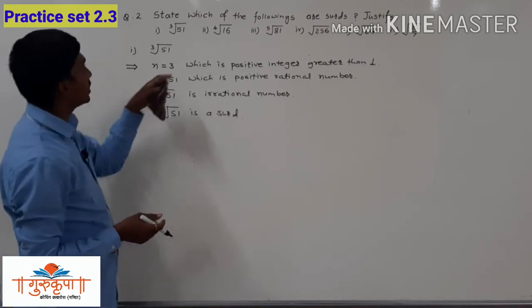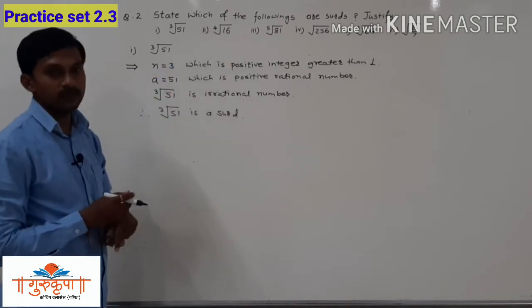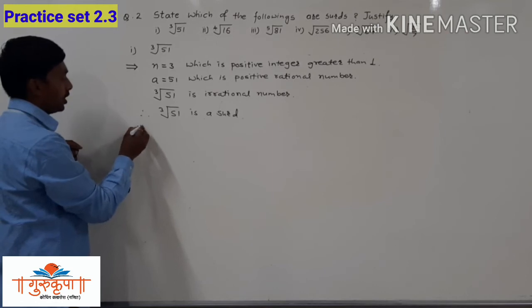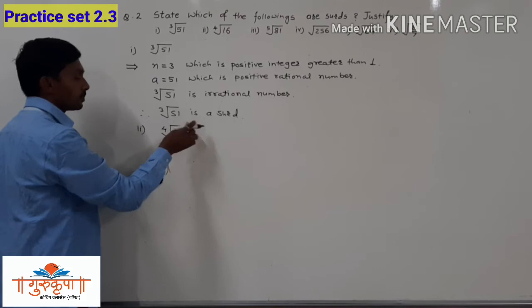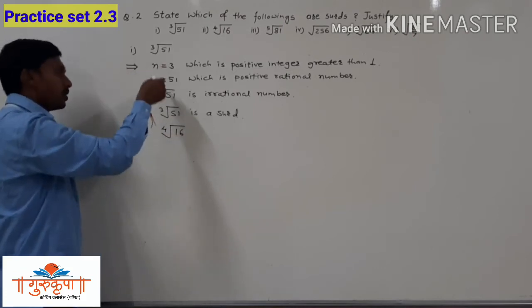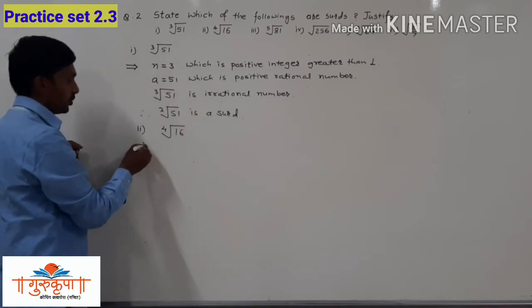Now we will take the second example, that is the 4th root of 16. We will write the second example here. The given number is the 4th root of 16. Now here again we have to check the same three conditions. Here conditions are not going to change.